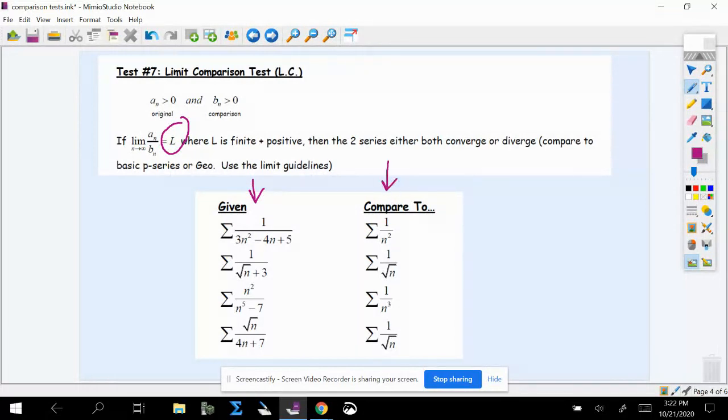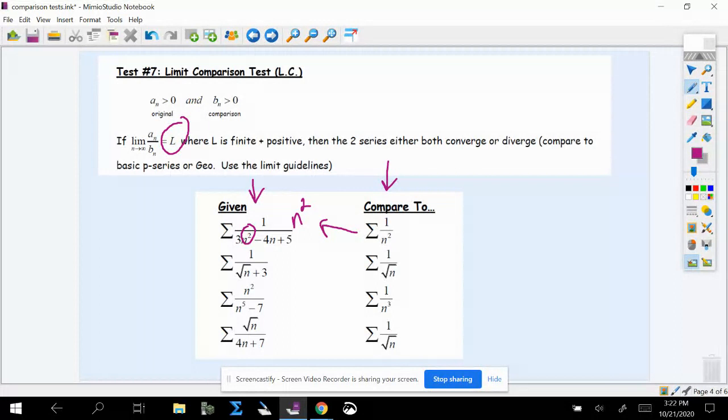So for my given series, the first one, the 1 over 3n squared, the key here is it's to the second power. I want to compare it to something that's also the second power in the denominator so that when I divide by it, think about what happens when I divide by 1 over n squared. I'm actually going to be multiplying by the reciprocal, so I'm going to end up having an n squared on the top. Then I will have the same degree and I'll be able to get a finite limit because they'll both be n squared.